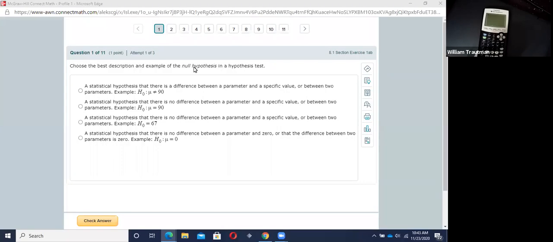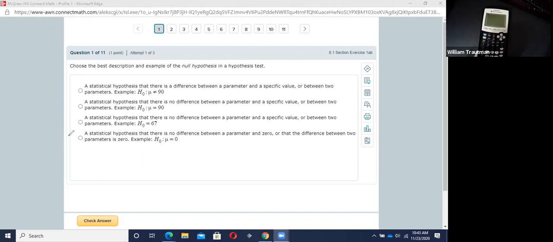Okay, so this is the 8.1 homework. I'm not going to do the whole thing. I do want to do parts of it where there's a little bit of math or stuff. I mean, it's pretty much similar to what we just did in the workbook.